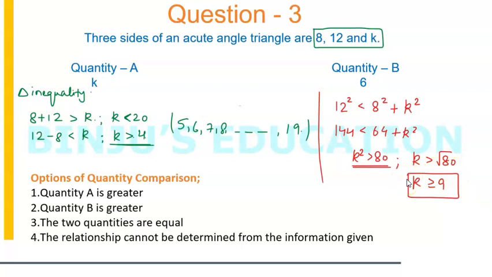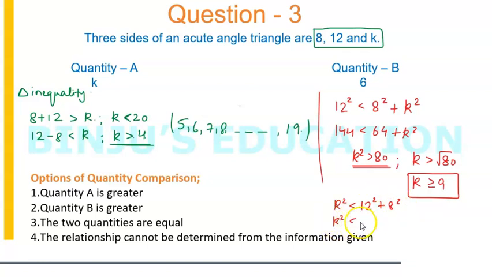Now you need to apply the property the other way around also, because it may happen that k is the longest side, right? It is not definitely for sure that 12 is the longest side. It may also happen that k is the longest side. So in that case we will also say that k square is less than 12 square plus 8 square.